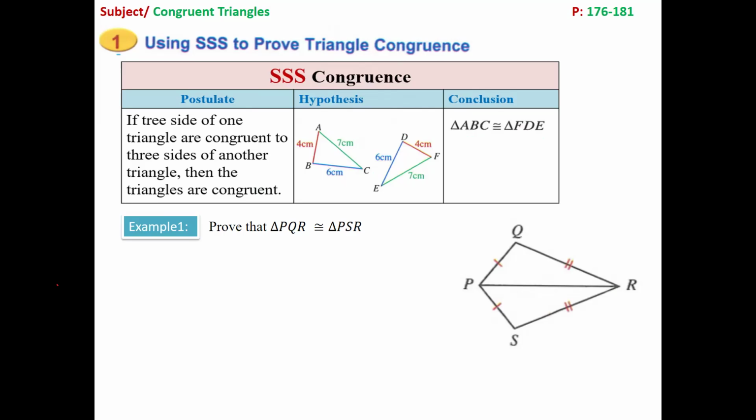So now let's prove it. If you take a look, this one is 4, this one also is 4, this one is 6, this one is also 6, this one is 7, this one also is 7. That's why we say these two are congruent.